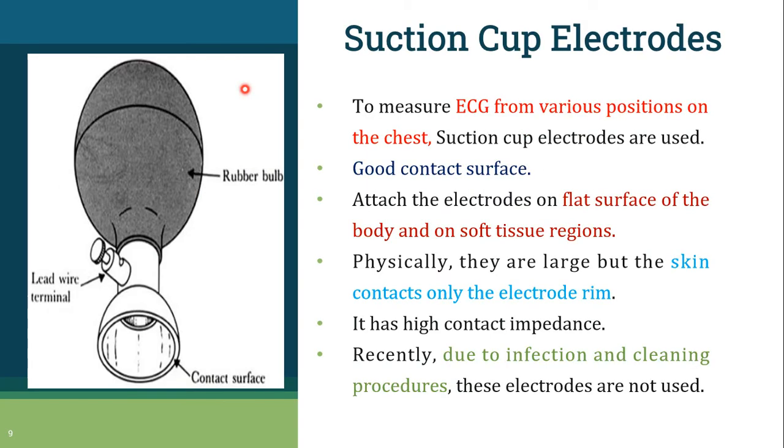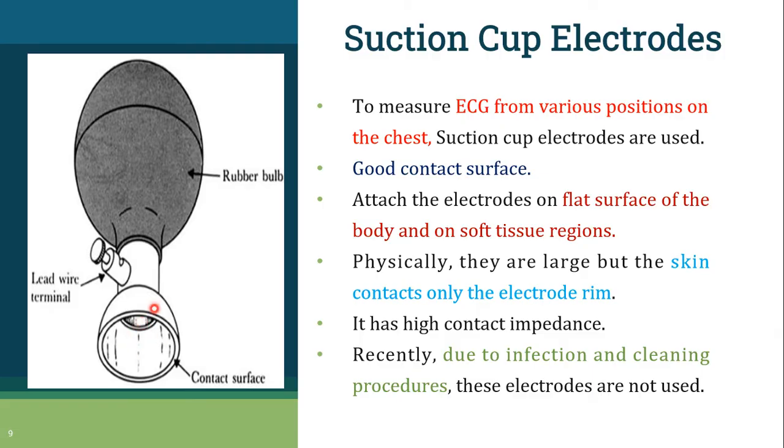Second type of electrode is the suction cup electrode. The suction cup electrode was used in the ancient days to measure the ECG signals. We have a rubber bulb on the one end and we have a rim which has been placed on the other end. When the rubber bulb is squeezed, the rim will get firmly fixed on the patient's body, so that it is used to measure the ECG signal.